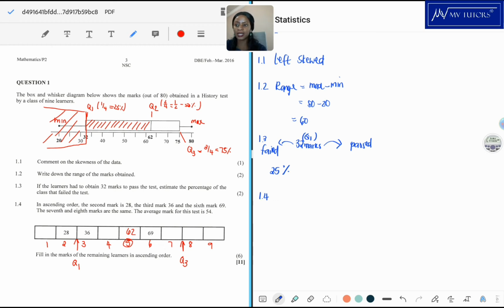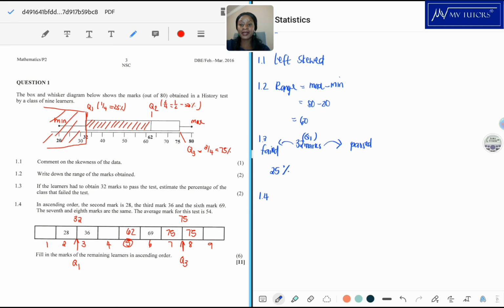Because for me to get Q1 and Q3, I have to halve. So once I have the median, I then look at the data set on the left of the median, and I have to take half of that to get Q1. And on the right side of my median, I need to get half of my data set there. Now Q1, I already know that Q1 is 32, so the value there would be 32. And then Q3 would be 75. They already told me that the 7th and the 8th marks are the same, so I have 75 over here and 75 over there.